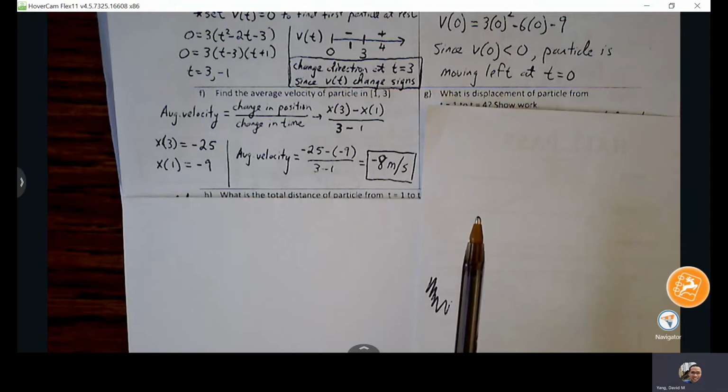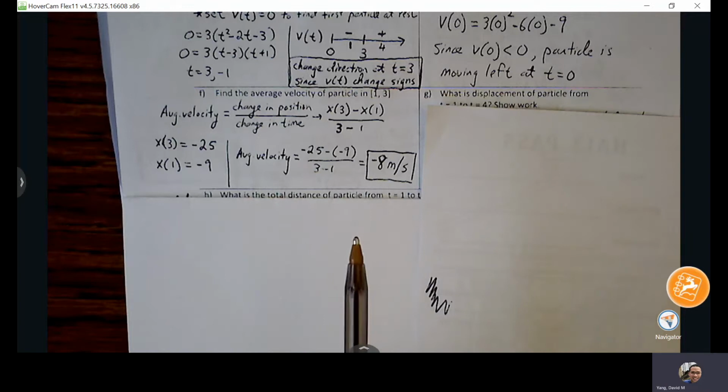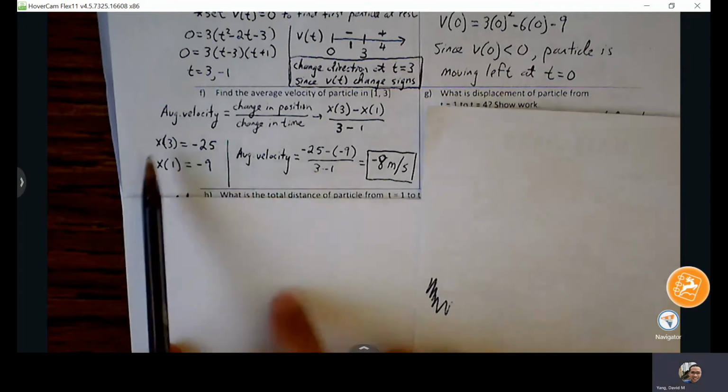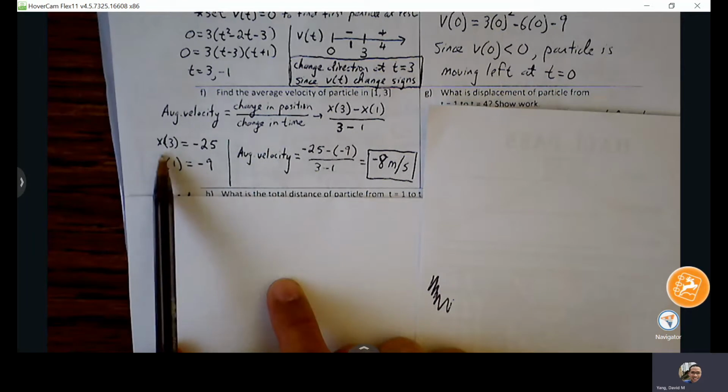We get -16 over 2, which is -8. Yes. It's into the position.